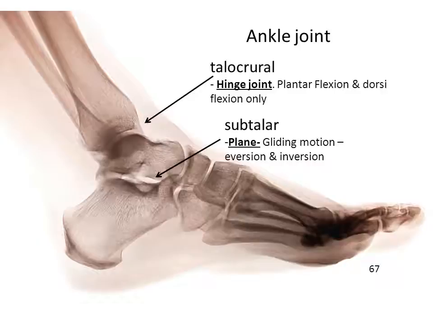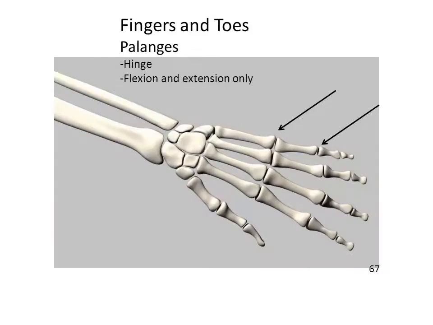And lastly, we'll talk about phalanges. The phalanges are in your fingers and your toes. These are hinge joints at the knuckles that permit flexion and extension.